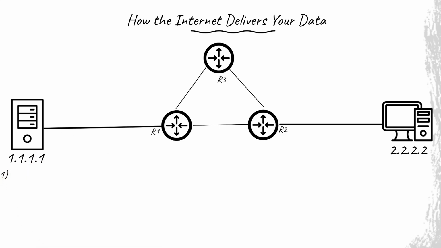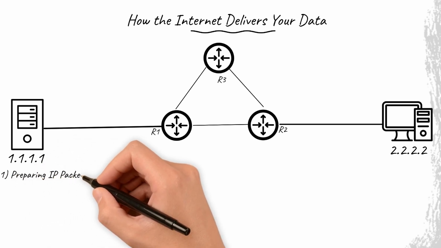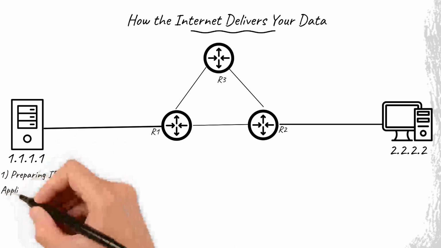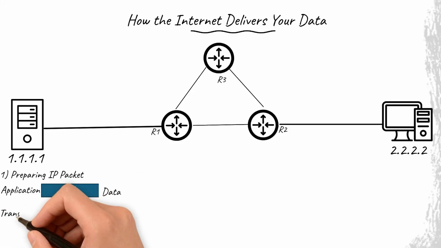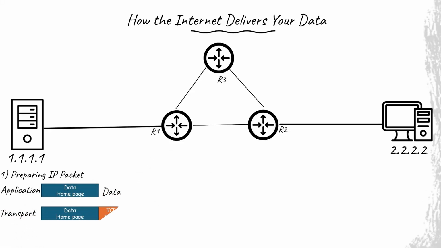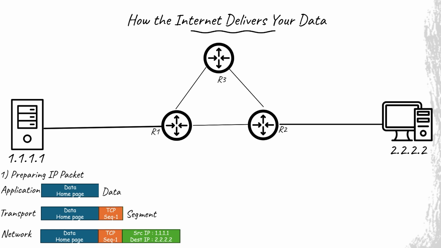When a server receives a request from a client, it prepares the data to be sent across the network. The application layer sends the data to the transport layer. The transport layer adds a TCP header, including something like sequence number 1, and passes the data down to the network layer. Just like a letter needs both a sender and a receiver address, the network layer adds the source and destination IP addresses to the packet. In this case, the source IP is 1.1.1.1, which belongs to the server, and the destination IP is 2.2.2.2, which belongs to the client.